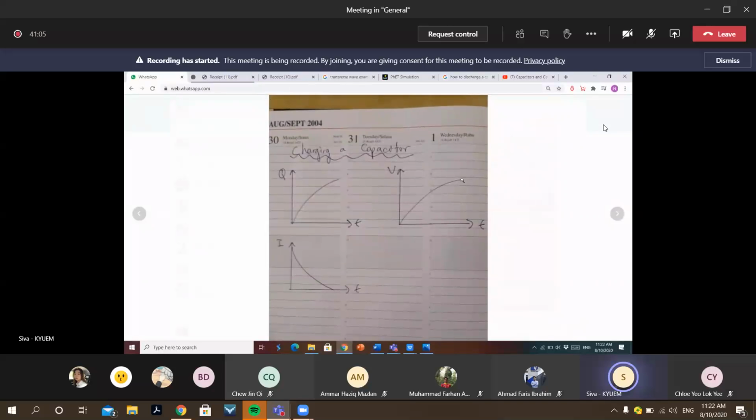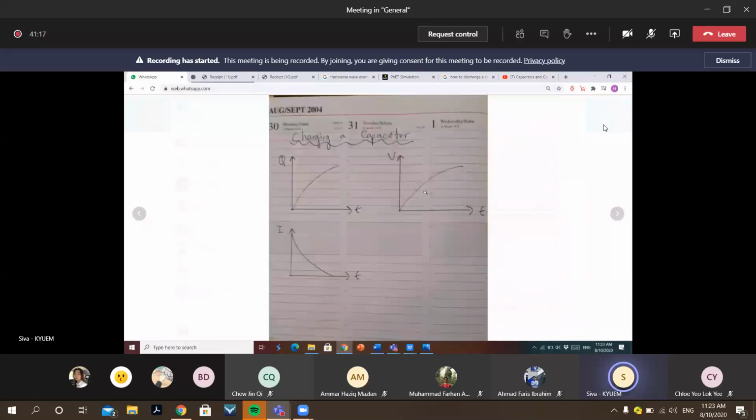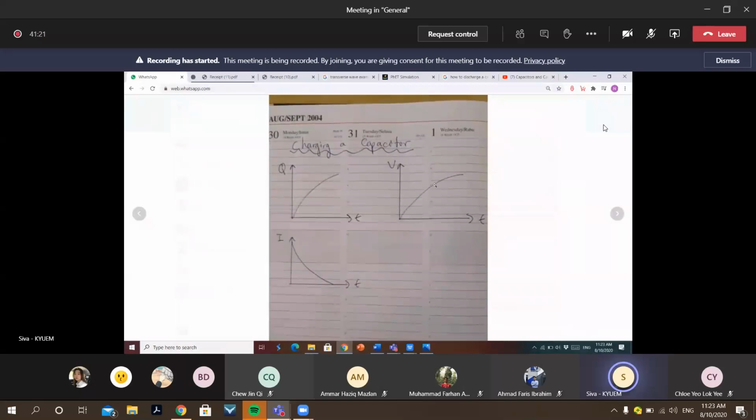Charging will stop when the potential difference across the capacitor and across the EMF battery is the same. So you draw like this. And the nature of the graph is almost the same. When the Q increases, V increases. When the increase in Q is getting smaller, the increase in V also gets smaller.